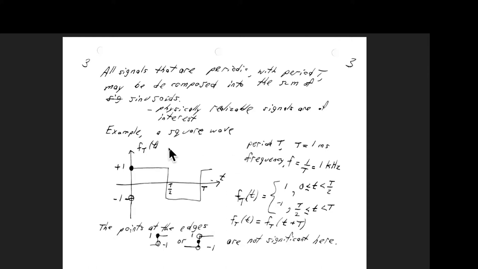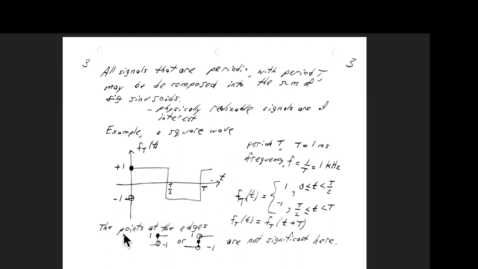Mathematically, you could write f sub capital T of t as 1 from time 0 and including 0 up to time T over 2, which is this portion, and minus 1 for times T over 2 to T. And the equality and inequality I put here correspond to what's shown in the diagram. The signal is periodic, so f sub capital T of t is equal to f sub capital T of t plus capital T, no matter what value of t you chose.